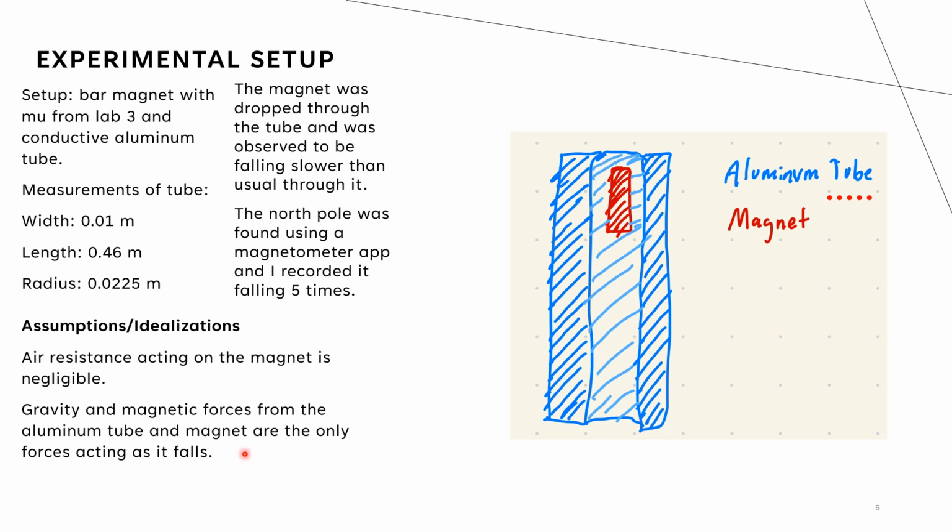And then these are some assumptions and idealizations of this lab. Air resistance acting on the magnet is negligible, and the gravity and magnetic forces from the aluminum tube and magnet are the only forces acting as it falls. In this diagram, there's a vector going down for gravitational force, and there's an induced current going either clockwise or counterclockwise. This induced current makes a magnetic force that goes upwards, canceling some of the gravitational force coming down, making the magnet fall slower.